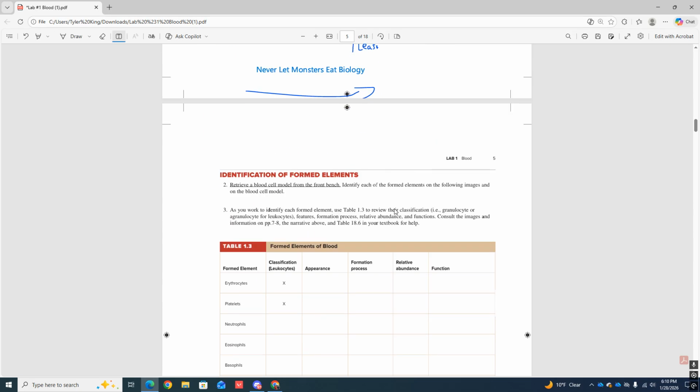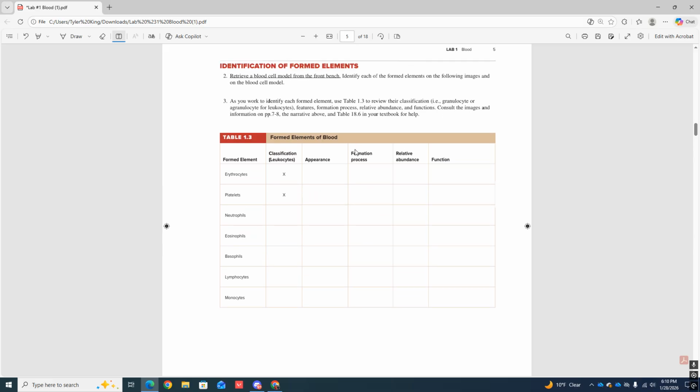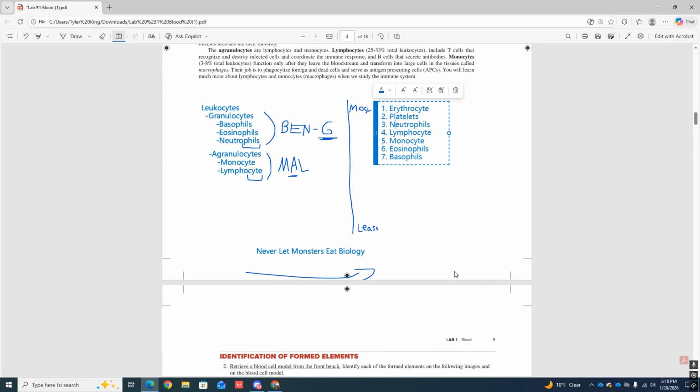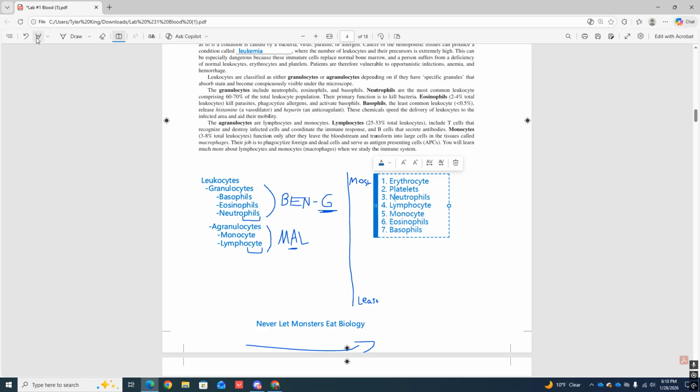Okay, so I'm going to stop here. Next video, I want to start working on this table with you guys. We're going to fill this out, and talk about classification, appearance, formation process, abundance, function, all that stuff. Before we sign off here, remember, this is a learning objective: knowing the breakdown of which ones are granulocytes and which ones are agranulocytes. Another learning objective is the relative abundance of these, from most to least or vice versa.